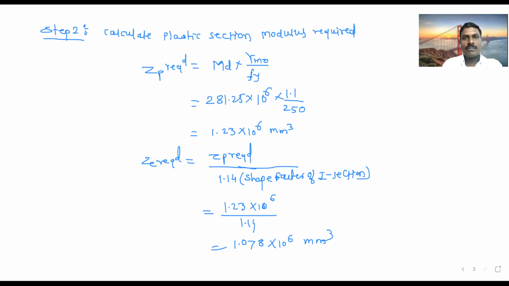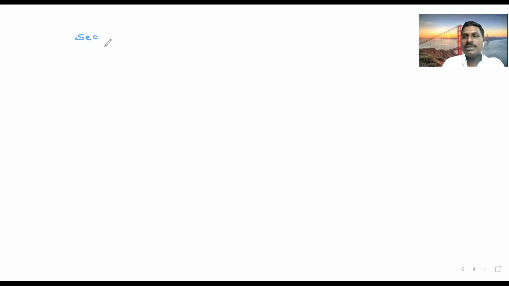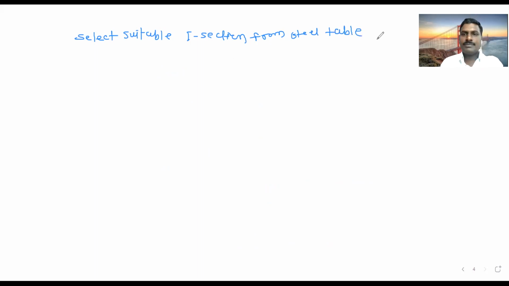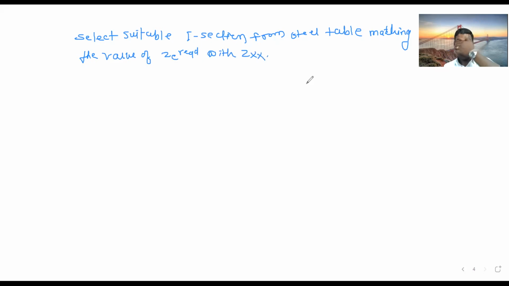Okay. So now, have you written this? Yes sir. Now we have to go to the steel table. So select a suitable I section from the steel table. Write down this sentence: suitable I section from steel table matching the value of ZE required with ZXX. So now the ZXX value, we have to find the value which is matching ZE required.